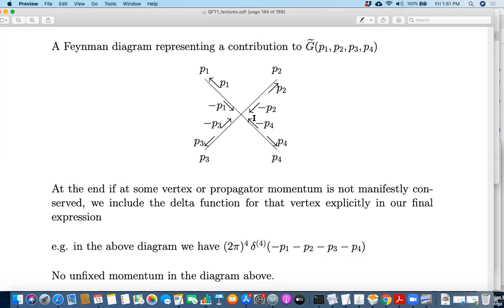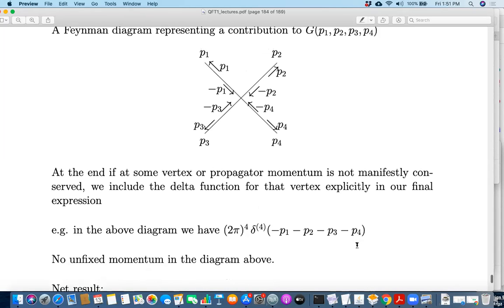But now you see that at this vertex, momentum conservation is not manifest, because the total momentum entering the vertex adds up to minus P1, minus P2, minus P3, minus P4. Because this is not manifest, you have to explicitly add the momentum conserving delta function associated with this vertex. So this is what we have said, that we have a leftover delta function, which is here: 2 pi to the 4 delta 4 of minus p1 minus p2 minus p3 minus p4.